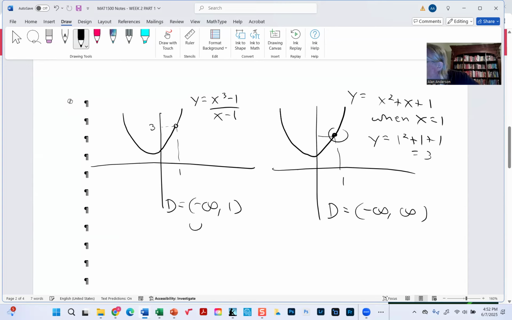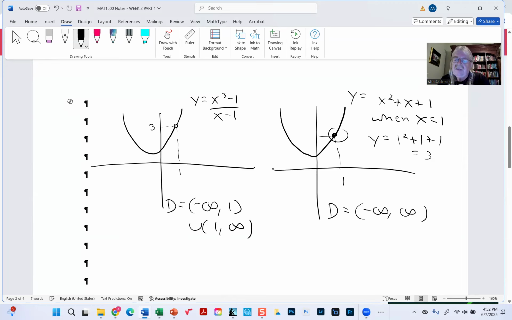Here's everything except 1. Remember, we reviewed this a while back, this interval notation it's called, where you have the union of two sets, two infinite sets: negative infinity up to but not including 1, and 1 up to infinity, not including 1 again. So the 1 is not part of the domain here.